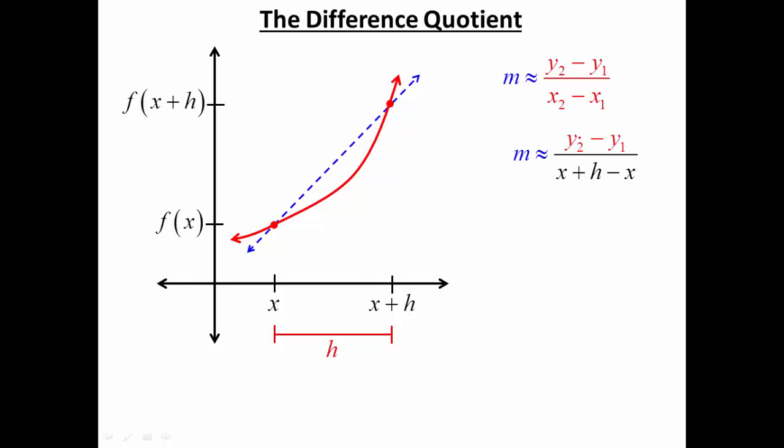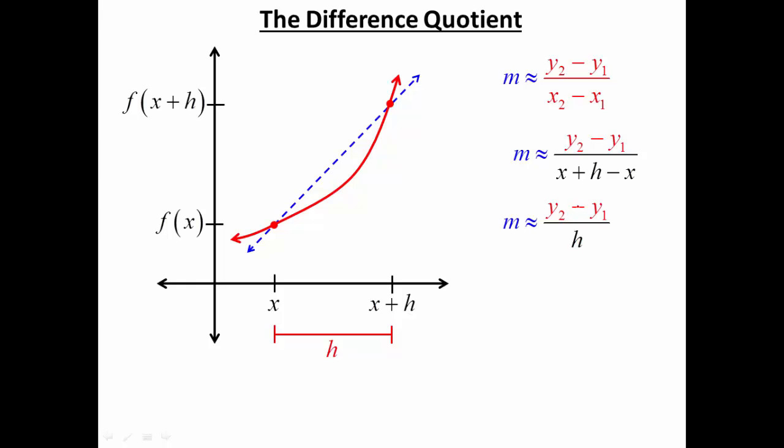Instead of saying x2, I'm going to say x plus h, minus, instead of saying x1, I'm just going to say x. And of course, what's going to happen with those two x's is they're going to cancel out, leaving behind h, which means the same thing as what I said before. Remember that h is just a fancy way of saying delta x, and delta x is just the definition of slope, delta y over delta x.